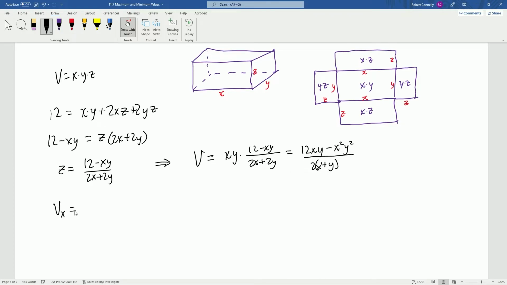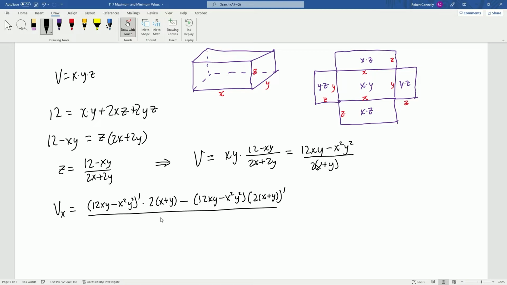We'll take the partial derivative with respect to x. So we have to apply the quotient rule. So that's the derivative of the top times the bottom minus the top times the derivative of the bottom, divided by that denominator squared. Okay. So remember, this derivative is with respect to x here. That's key.